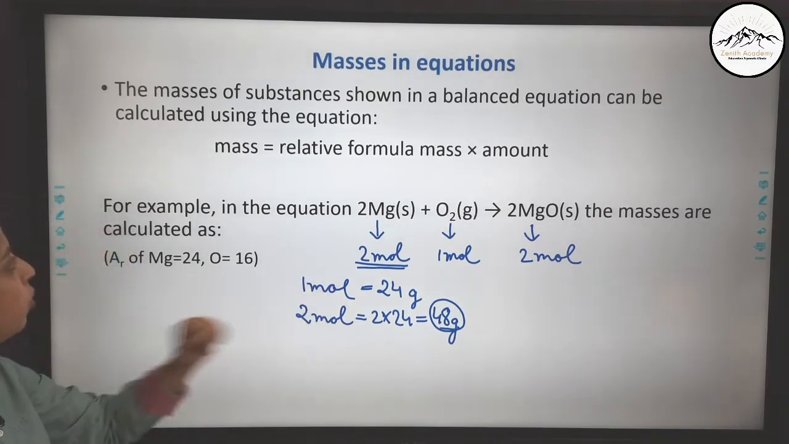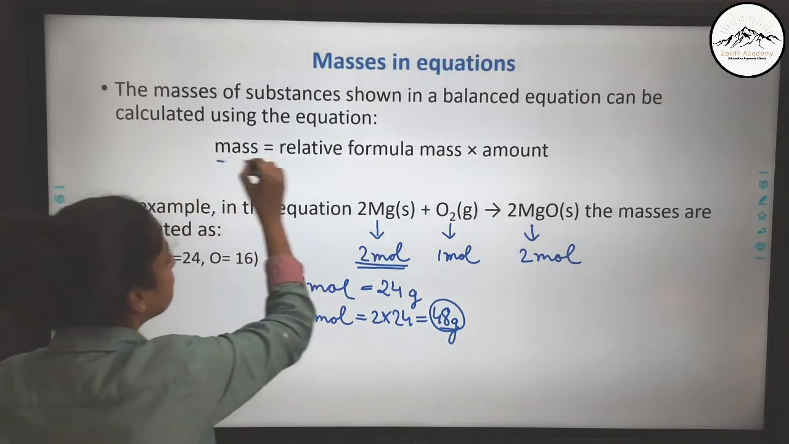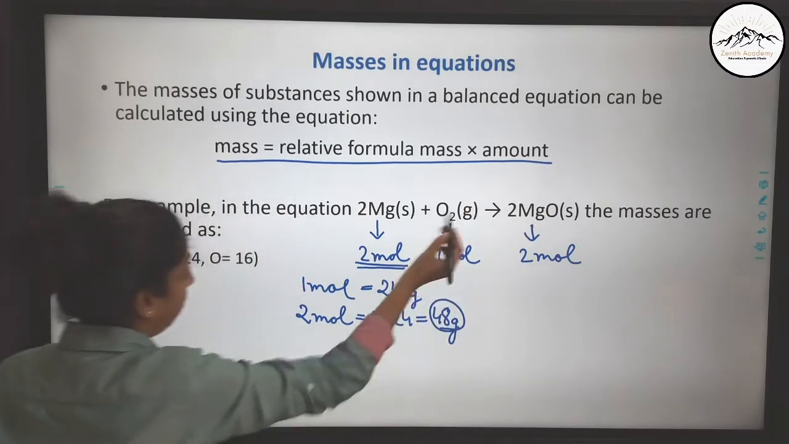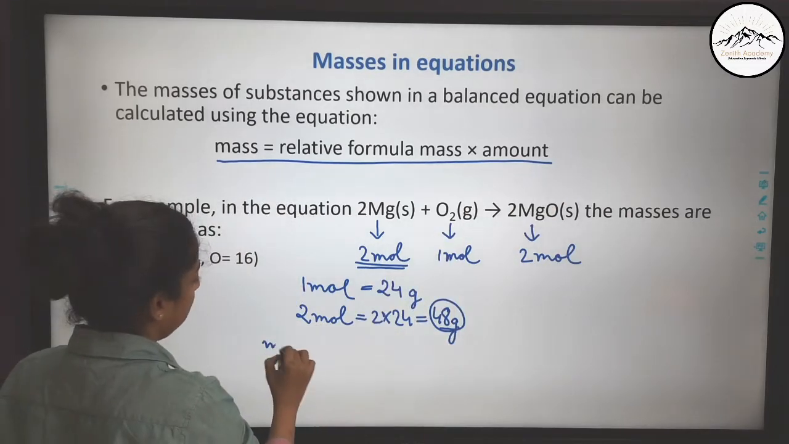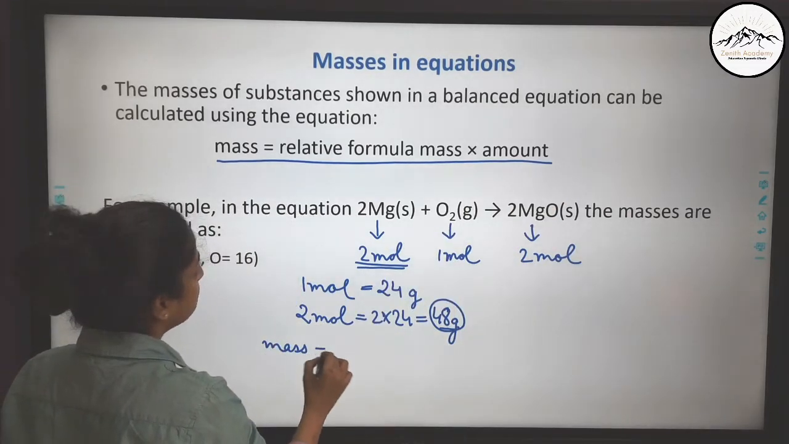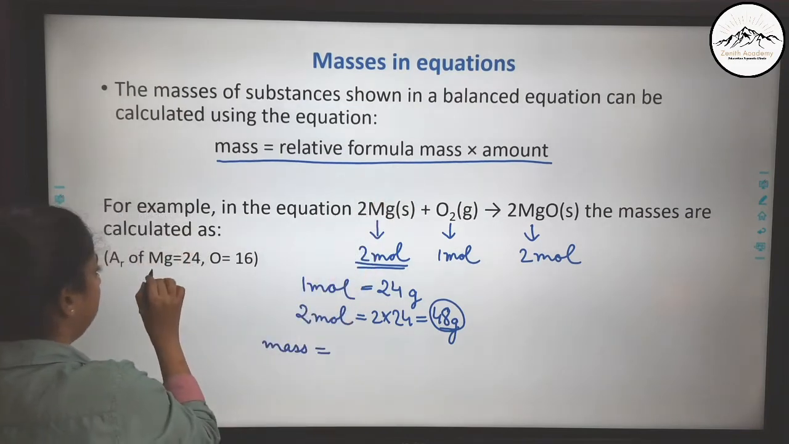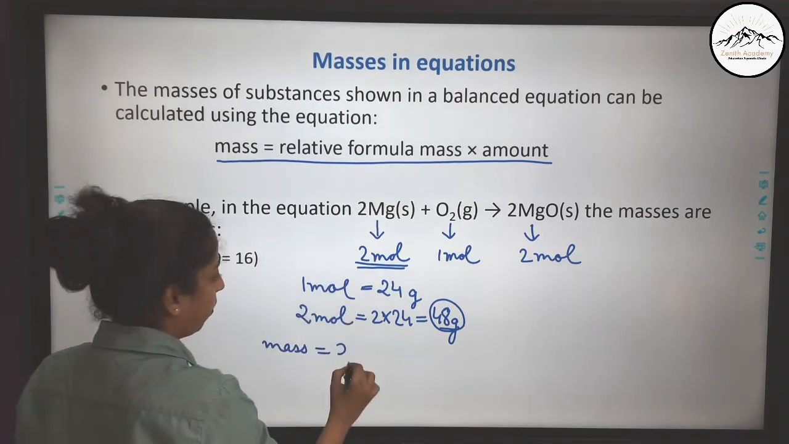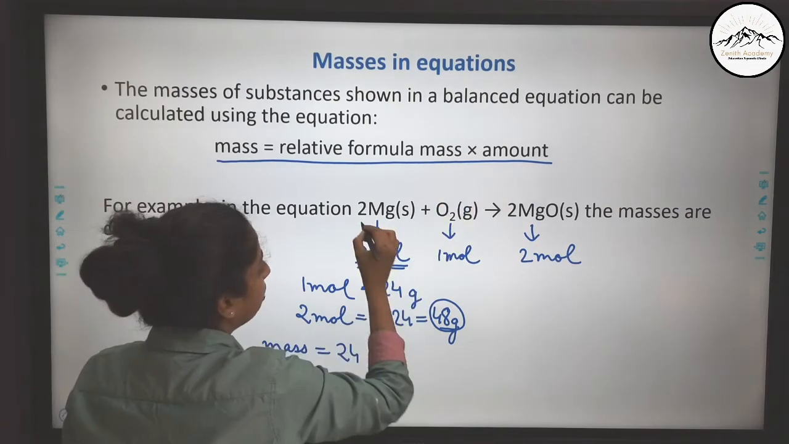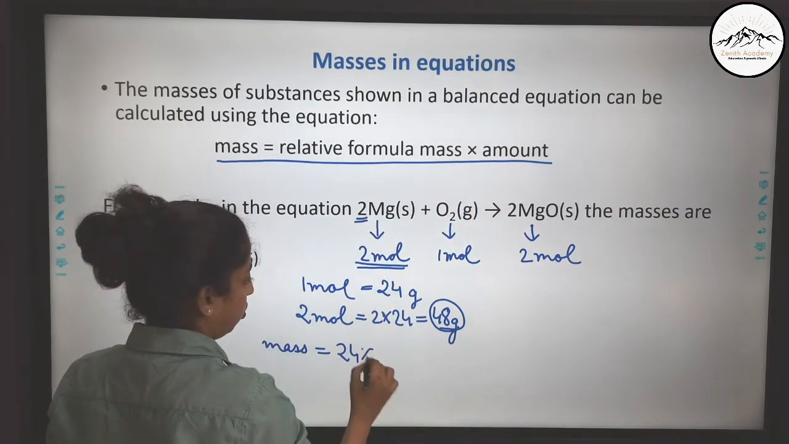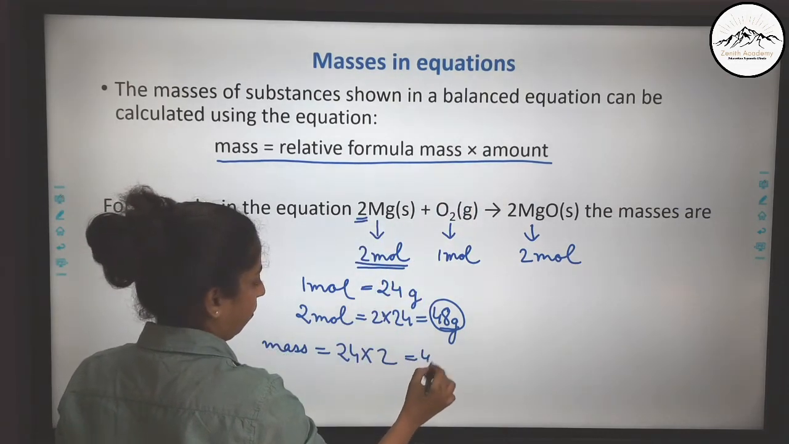Also you can calculate using this formula. Mass is relative formula mass into amount. So what will be the mass here? Mass will be equal to, what is relative formula mass? Relative formula mass is 24 into the amount. Amount is 2 moles. So 2. So this is 48.